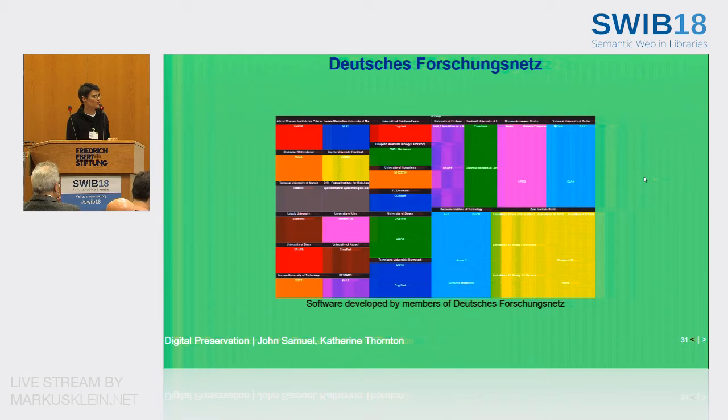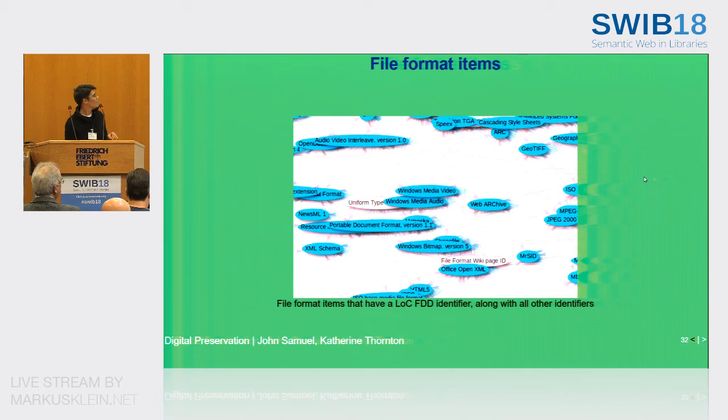Members of the German Research Network are shown here, with software titles as described in Wikidata that members have developed. And this is a graph visualization generated by the Wikidata Query Service SPARQL endpoint showing, for file formats that have a Library of Congress file format identifier, all other external identifiers that are also used to describe those file formats. So what we're trying to show here is that if our institutions are willing to put our data into Wikidata, we can then combine our own data with all of the other data in Wikidata to learn even more about the resources that we're already describing.